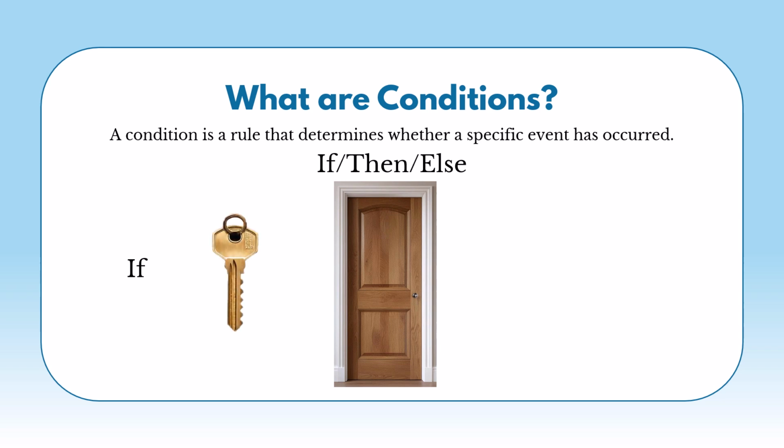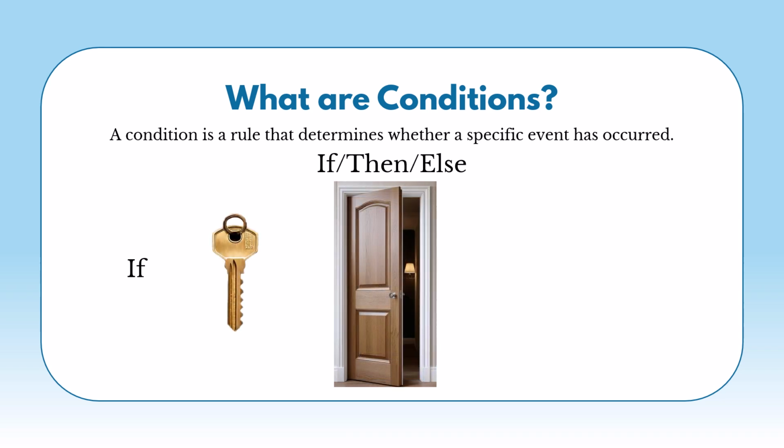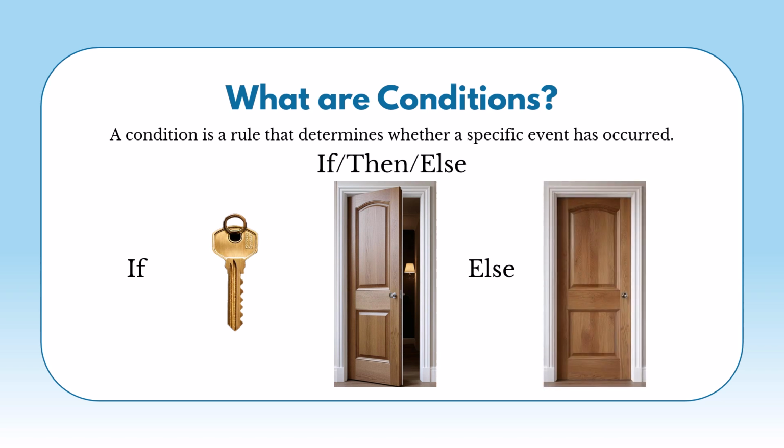If you have the key, you can unlock the door. If you don't, you can't get through. Conditions work in a similar way. They control when an action occurs based on the value of a variable.